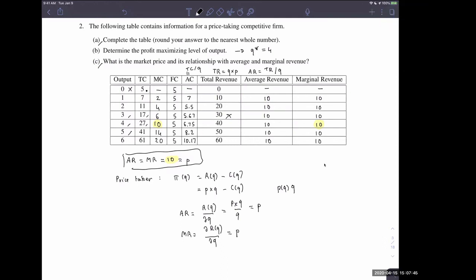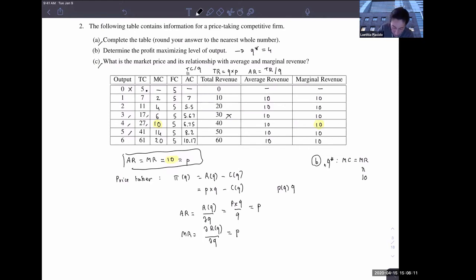Can you please repeat the part where you found the answer B? Okay. So for B, what you're looking for is the quantity Q star such that marginal cost equals marginal revenue. So you know marginal revenue is 10.